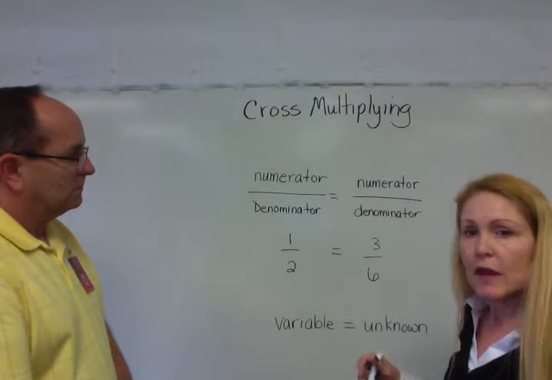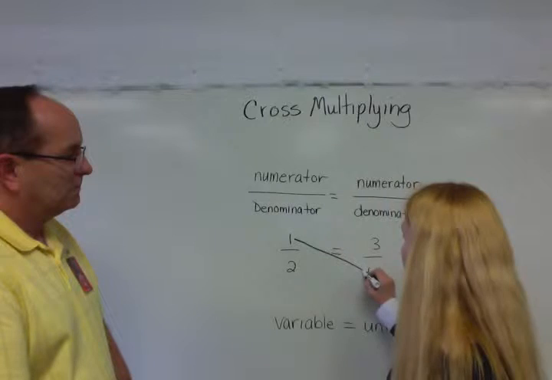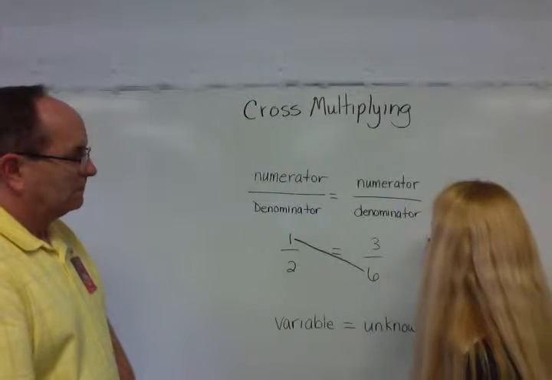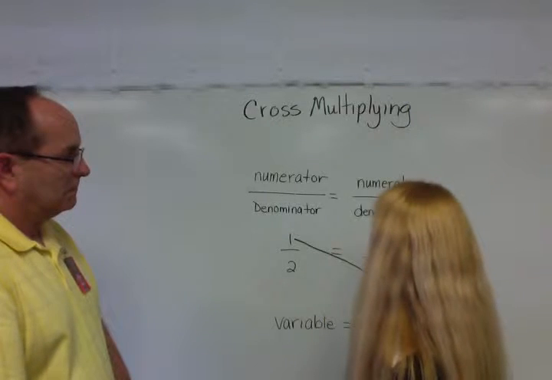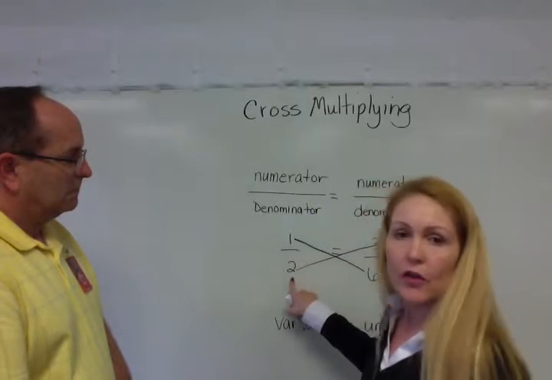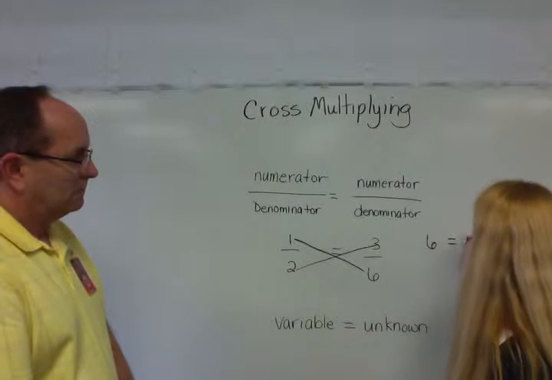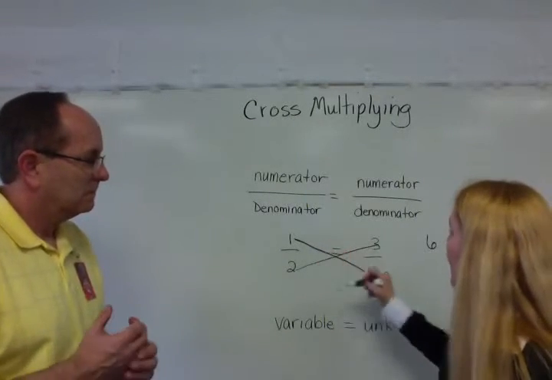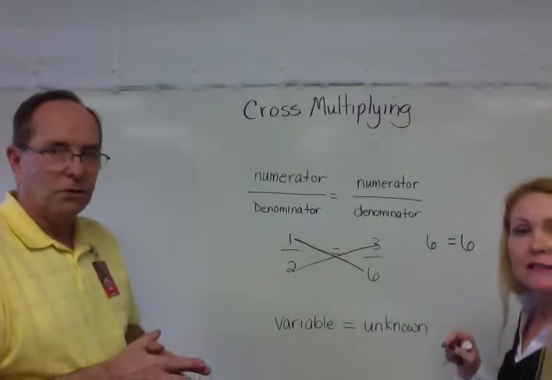To cross multiply, we cross multiply the first numerator with the opposite denominator. 1 times 6 is 6. Then we have this numerator, and we're going to cross multiply it with the other denominator. 3 times 2 is 6. And as you can see, 1/2 and 3/6 definitely are the same amount. Isn't that cool? 6 equals 6.